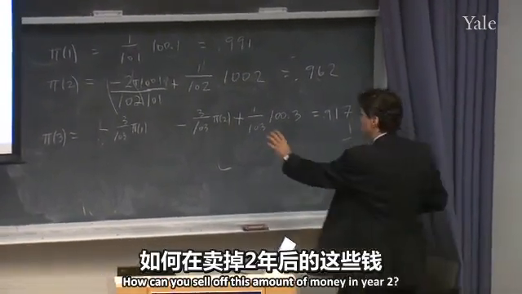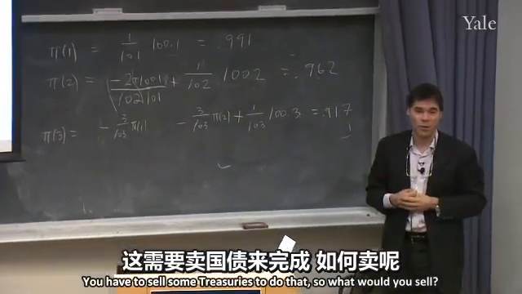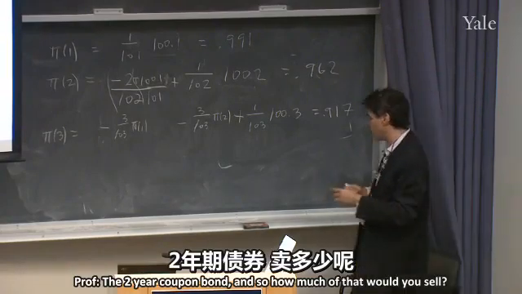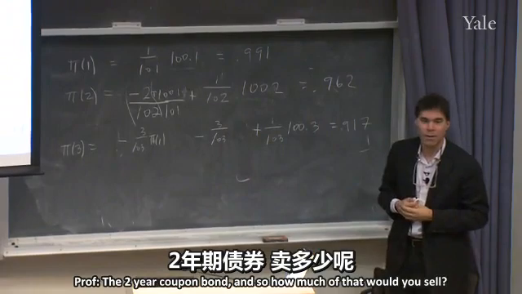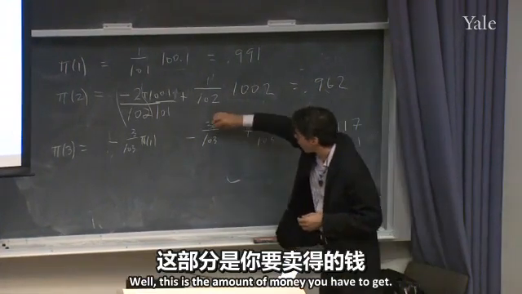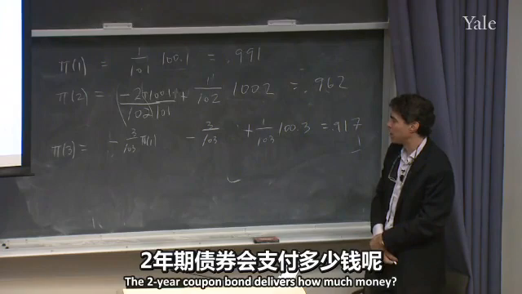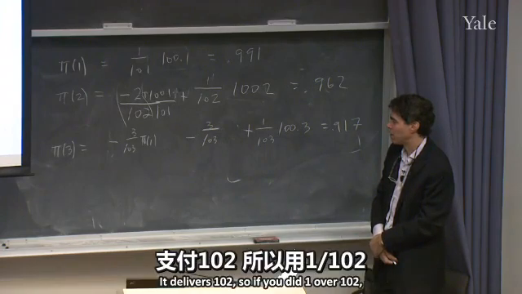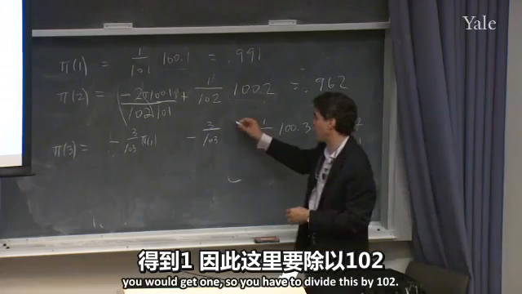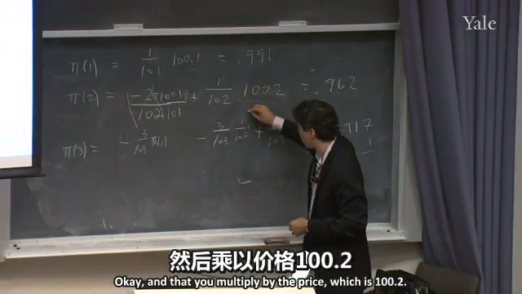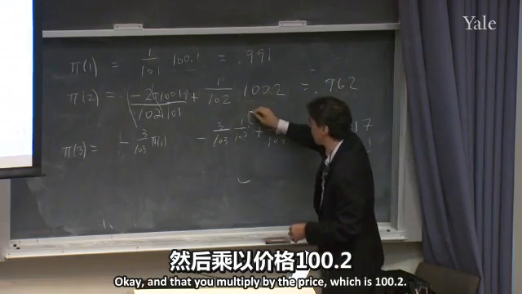You've got to trade treasuries. How can you sell off this amount of money in year 2? You have to sell some treasuries to do that. So what would you sell? The 2-year coupon bond. And so how much of that would you sell? Well, this is the amount of money you have to get. And the 2-year coupon bond delivers how much money? Delivers 102. So if you did 1 over 102nd, you would get 1. So you have to divide this by 102. Okay, and that you multiply by the price, which is 0.96, by the price, which is 100.2.